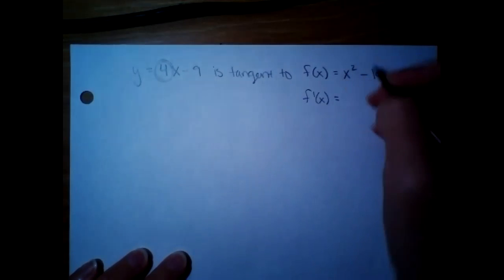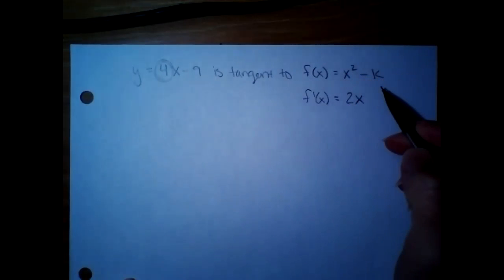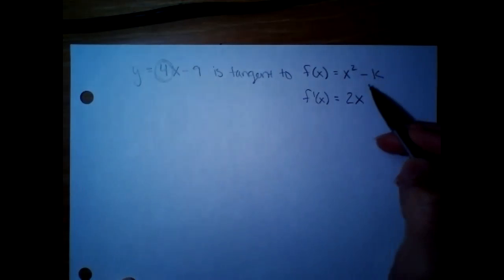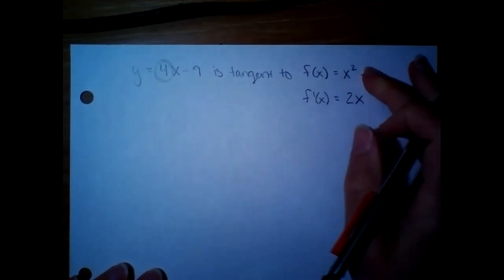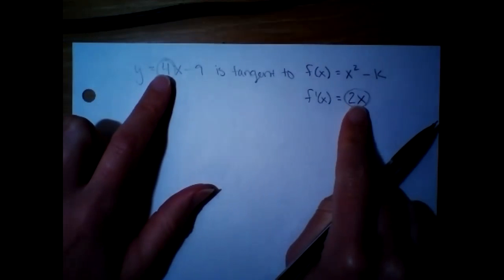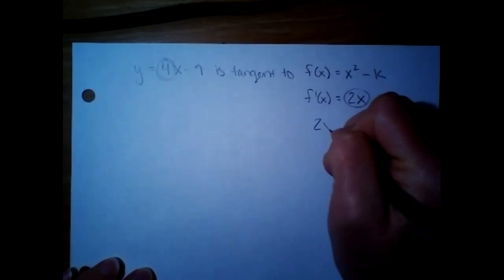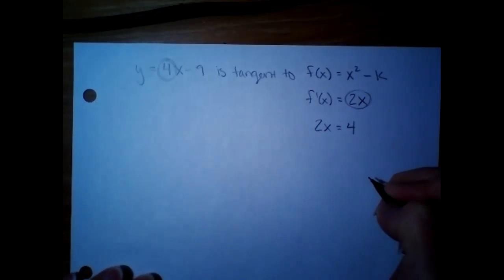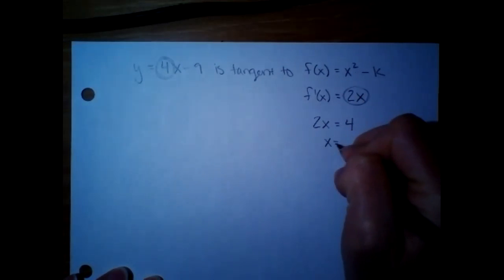So this would be 2x, and then k is just a number, so that's a constant. This is going to be like minus some number, so that derivative is 0. And so this is our derivative. This is our slope of the tangent line. We're just going to set those equal. So I've got 2x equals 4, and so x is 2.